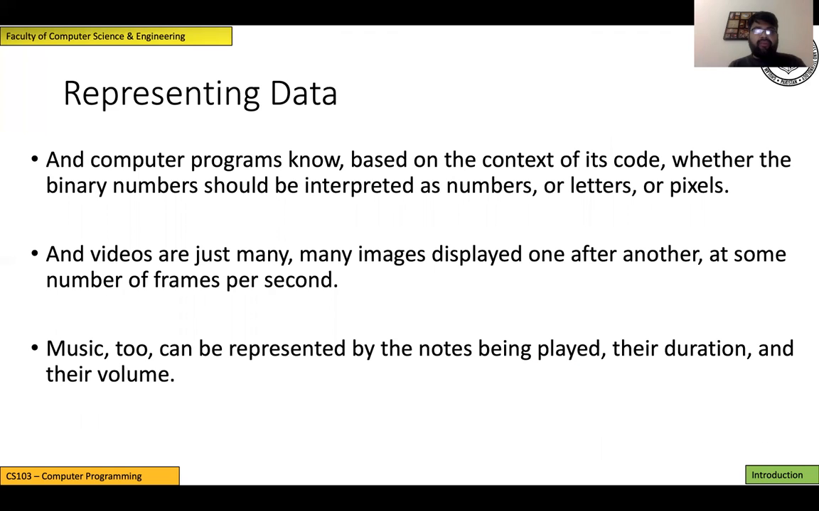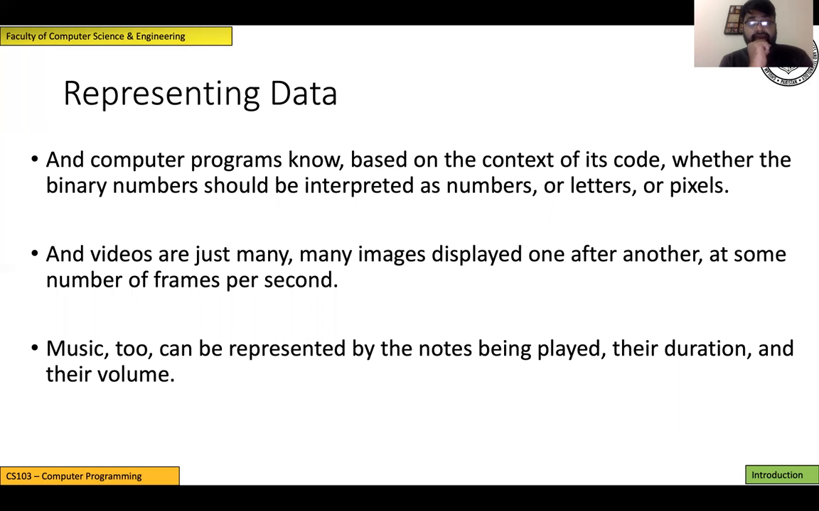Then here's the problem of how you represent data. The computer programs know, based on the context of its code, whether the binary numbers that are displayed or transferred are to be interpreted as a number or letter or pixel values. And if we talk about videos, videos are just many images that are displayed one after another at some number of frames per second at a particular speed.